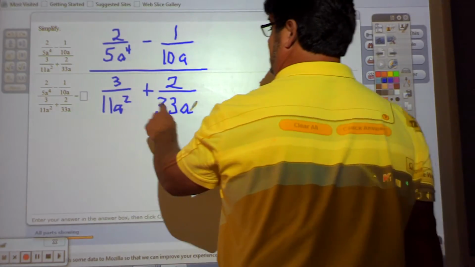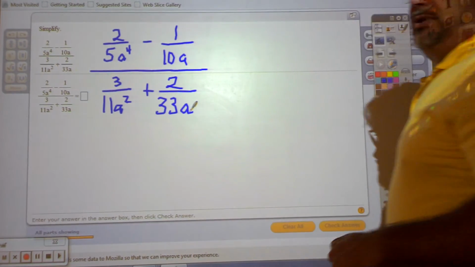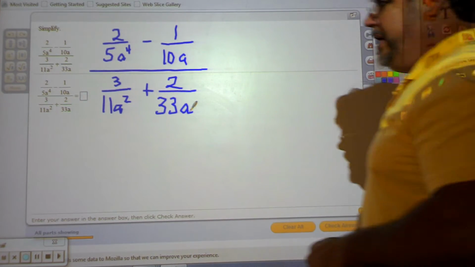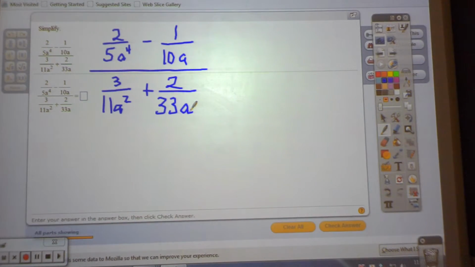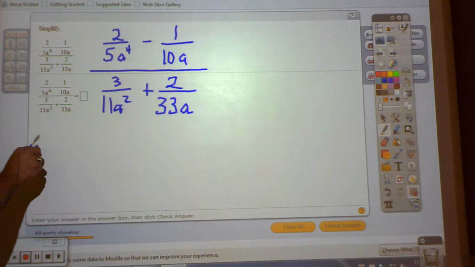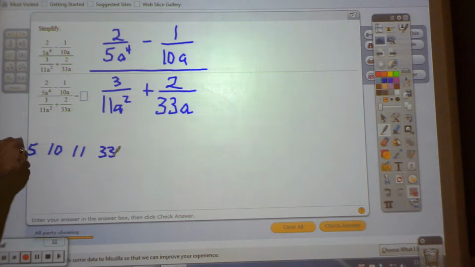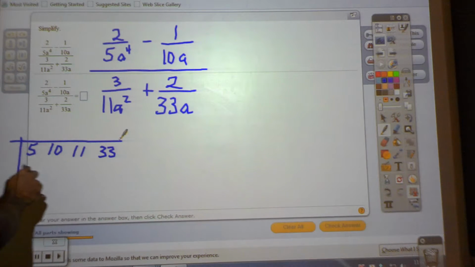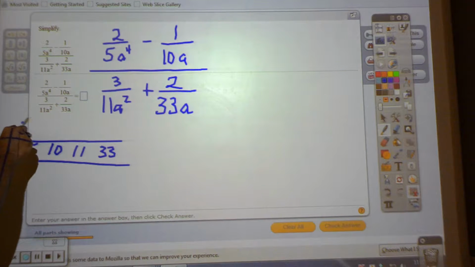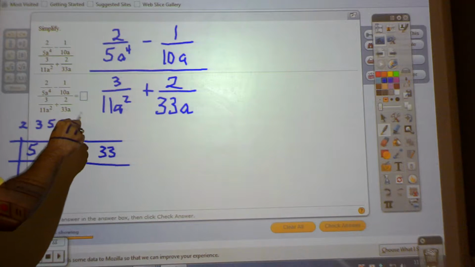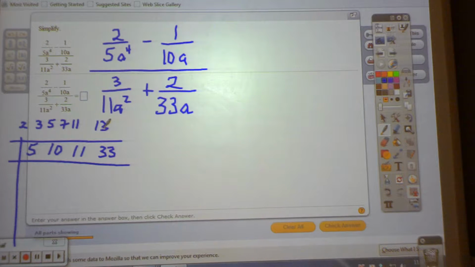Now you've got to get a common denominator of all 4 of those. So let's go over to our handy dandy little chart, and let's put a 5, a 10, 11, and a 33. And 2, 3, 5, 7, 11, and sometimes 13. Okay, we want all 1s on the bottom. That's what we want. So 5 will go into 2 of them. So I'm going to go ahead and divide by 5, and that'll be a 1. We got one of our 1s.